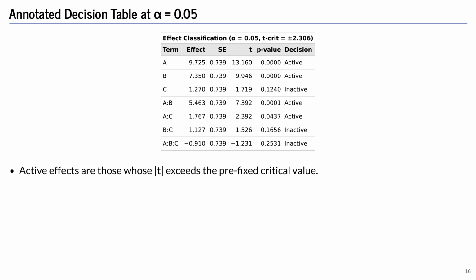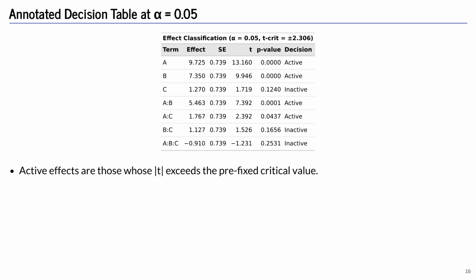Active. Just clearing the threshold. Now the inactive terms. Mixing time, C. Effect of 1.27, t-statistic of 1.72, p-value of 0.124. Inactive. The BC interaction, t of 1.53, p-value of 0.166.